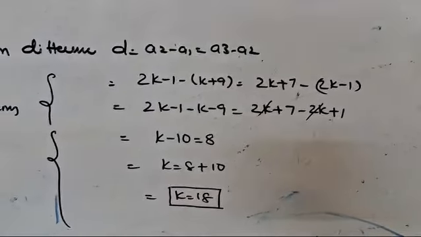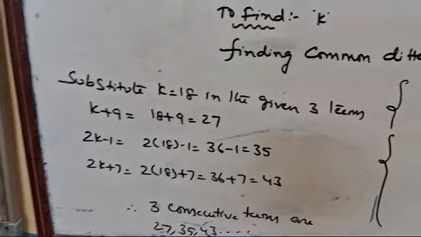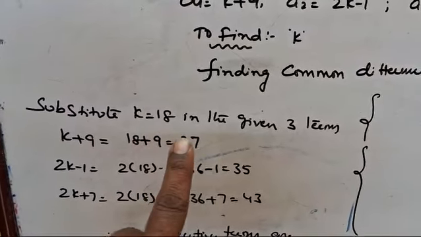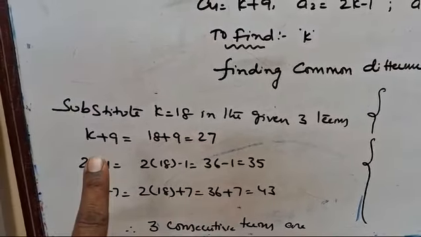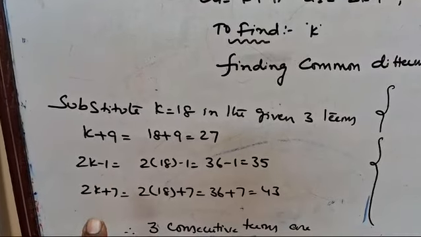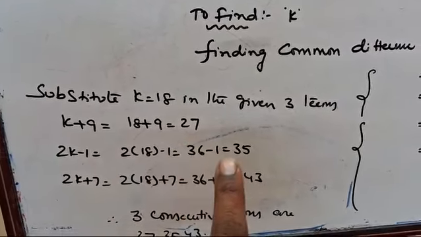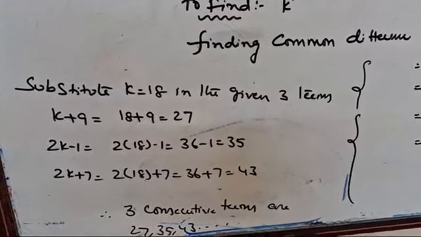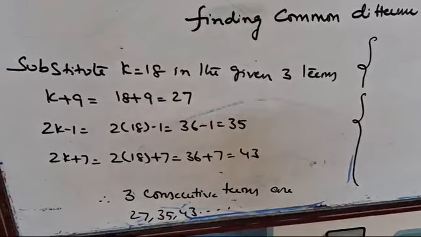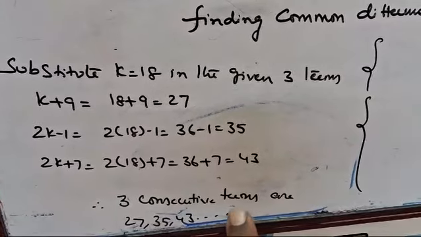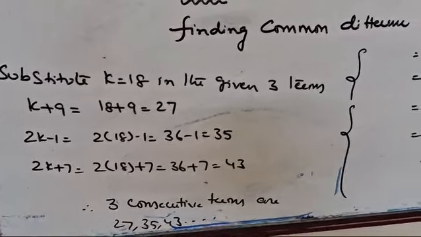After getting k equal to 18, substitute that k value in the given three terms. Substitute k equal to 18 in the given three terms, that is k plus 9, 2k plus 1, 2k plus 7. After substituting, we will get 27, 35 and 43. The difference is 8, guys. Okay, the three consecutive terms are 27, 35 and 43.